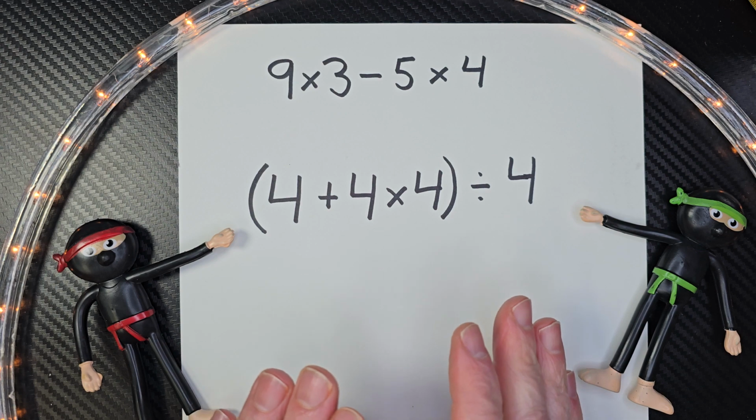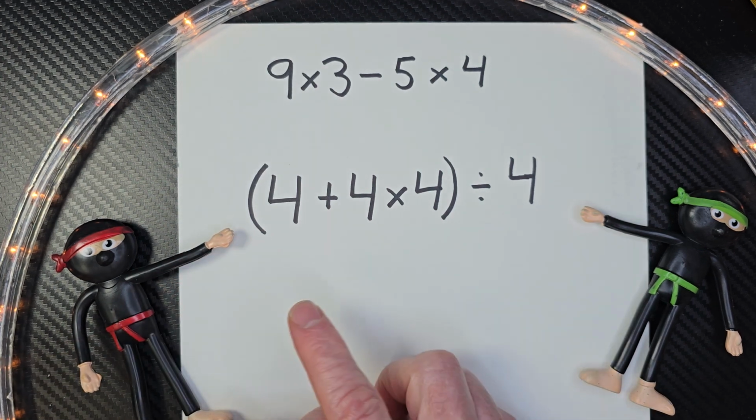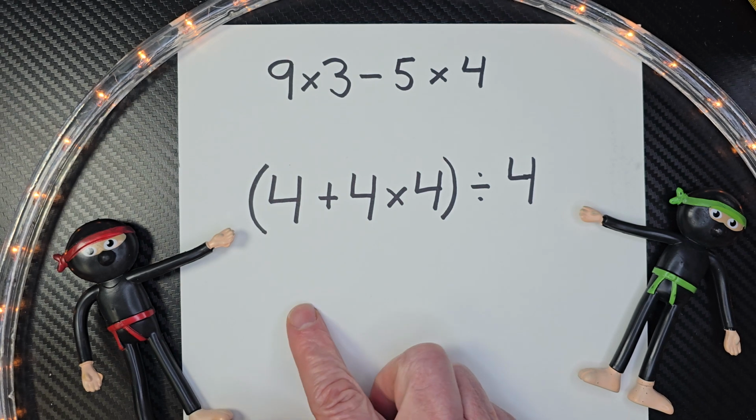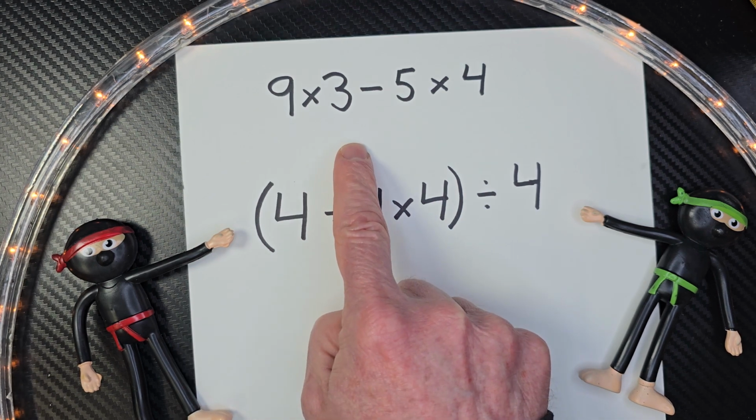Now remember, on order of operation, we do what's inside parentheses first, then exponents, then multiplication and division from left to right, and finally addition and subtraction from left to right. So let's go ahead and get started right here.